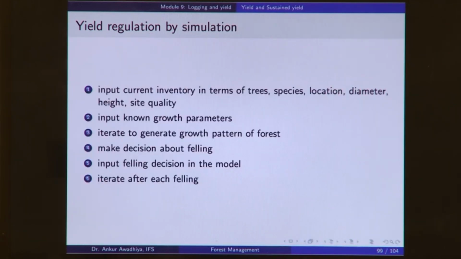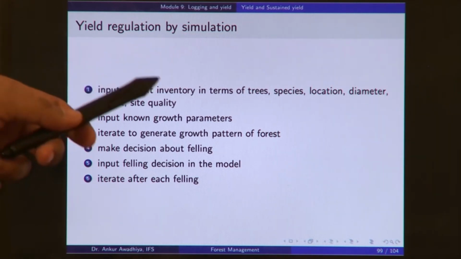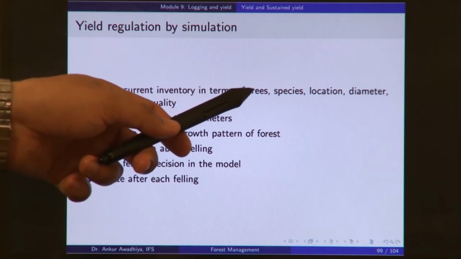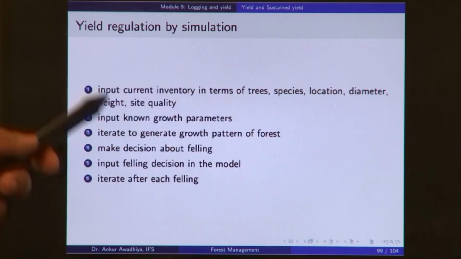Next, we also have yield regulation by simulation that we make use of these days. Now, yield regulation by simulation makes use of computer programs to do the number crunching. So, these are the steps. One, you input the current inventory in terms of trees, species, location, diameter, height and site quality. So, essentially you are modeling your forest.